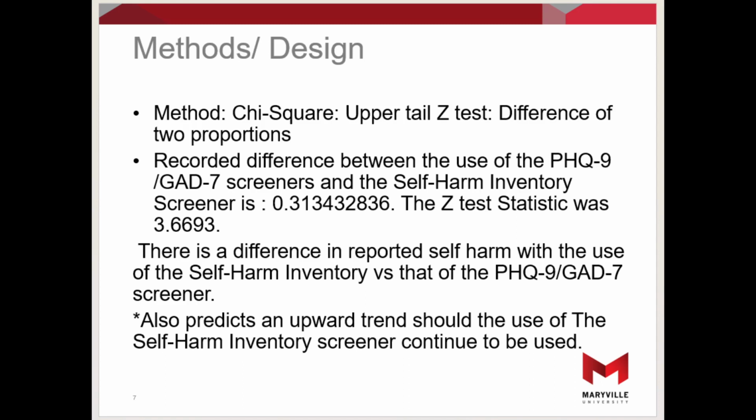And in addition to there being a difference in results, it also predicted that there will be an upward trend using the self-harm inventory screener if it continued to be used. So if we continue to use the self-harm screener, it predicted that we would have more patients reporting yes to that screener than that of the PHQ-9 or the GAD-7.